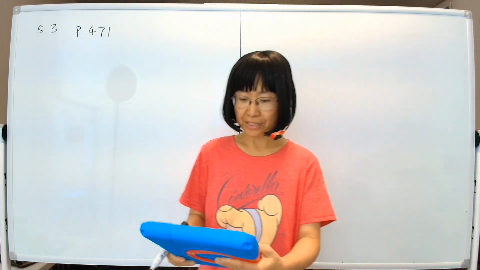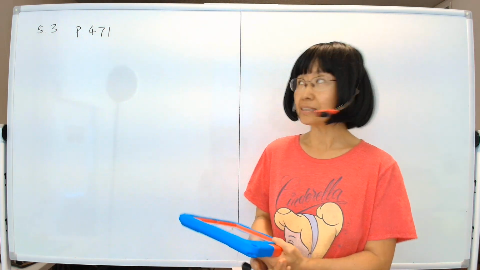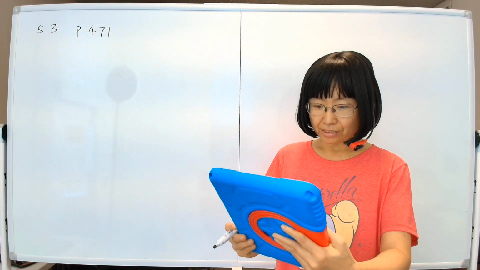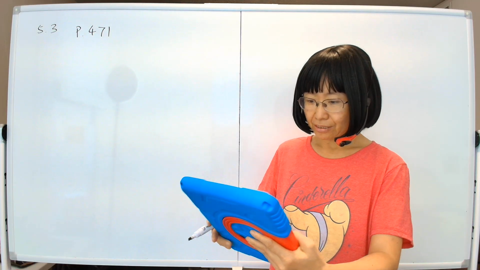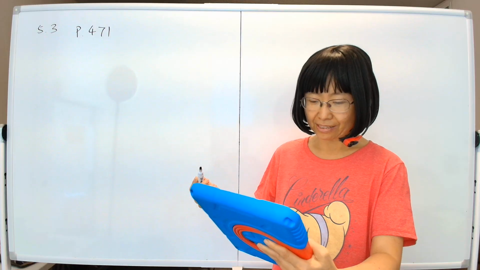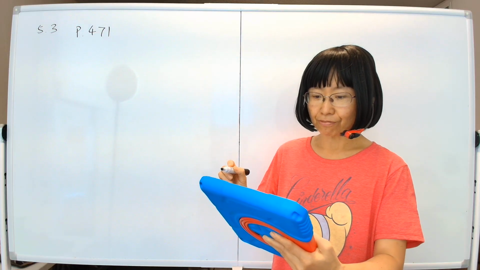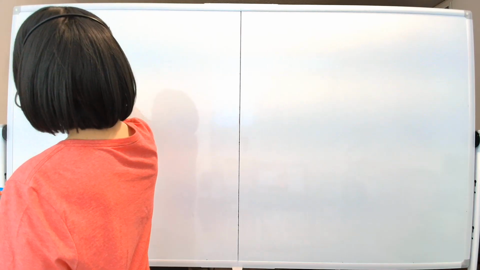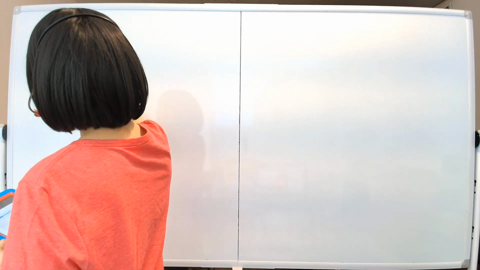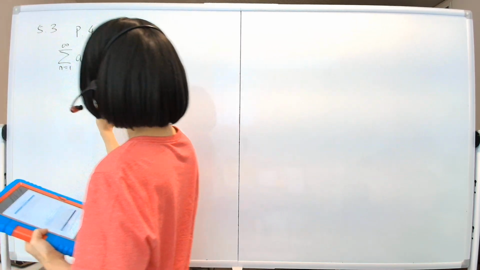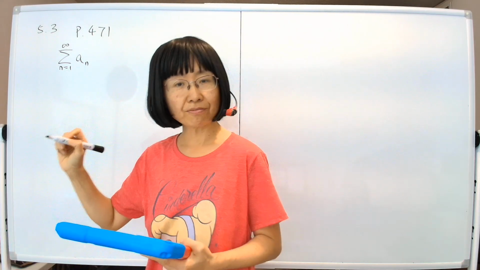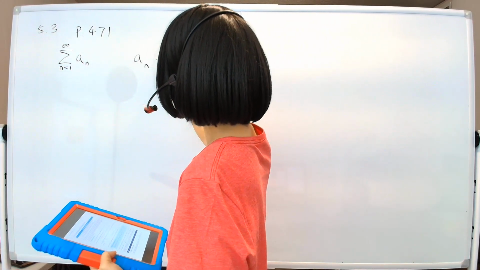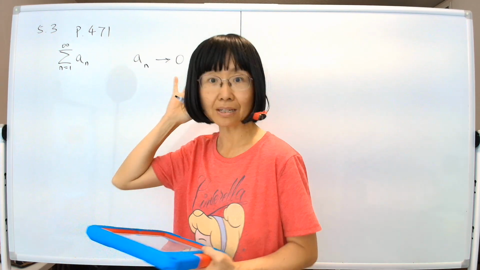Section 5.3, we are going to do the divergence and the integral test. First, what is the divergence test? The divergence test goes like this. If for a series, the sum of an from n equals 1 to infinity, to converge, each an has to go to 0. If it doesn't go to 0, you got nothing.